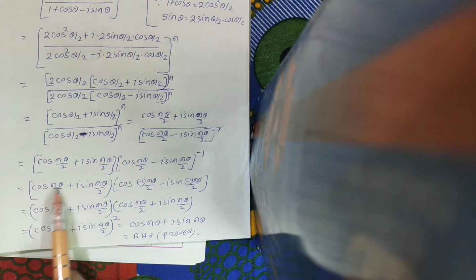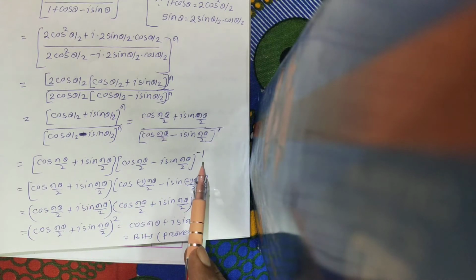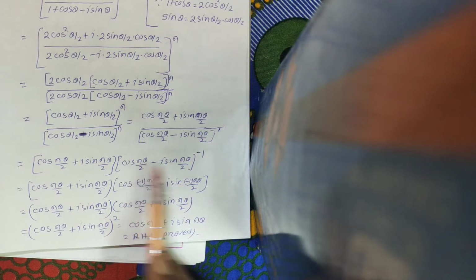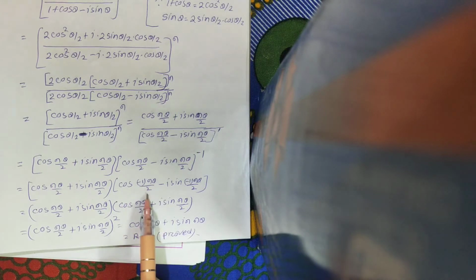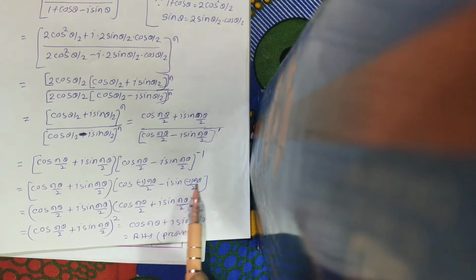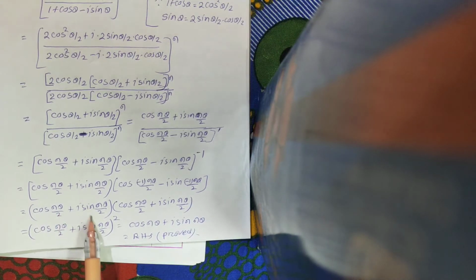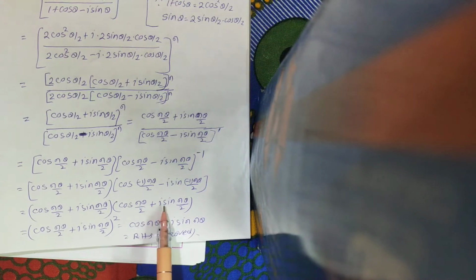Now (cos nθ/2 + i sin nθ/2)^-1 ... according to de Moivre's theorem, this minus 1 will be multiplied here and also here. So this will be cos(-1 · nθ/2) - i sin(-1 · nθ/2). This will be (cos nθ/2 + i sin nθ/2) times (cos nθ/2 + i sin nθ/2).